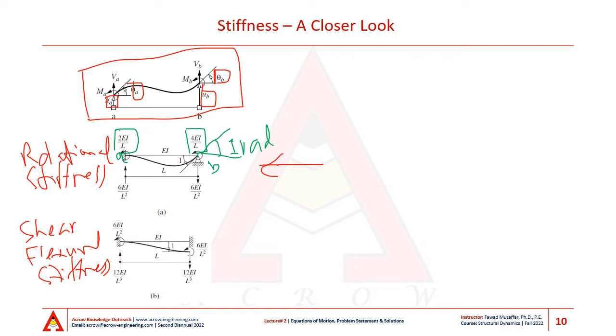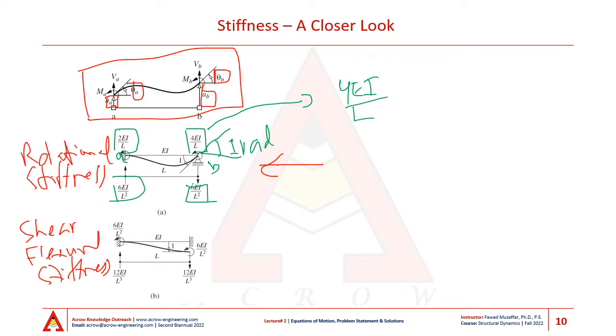To prevent the frame element from rotating, we have to apply this force couple at the supports of this frame element, and therefore this is the complete set of forces that will give me 1 radian of rotation at node B without causing any other degree of freedom at any other node. This 4EI over L is then the rotational stiffness of the frame element.